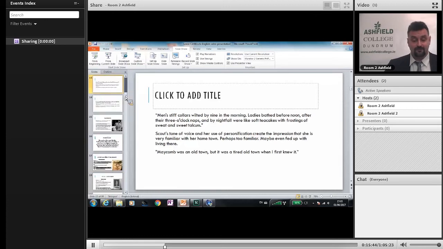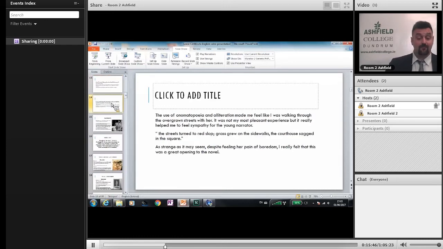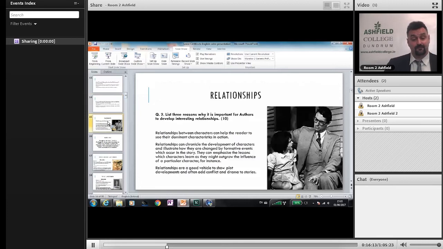"Maycomb was an old town, but it was a tired old town when first I knew it." The use of onomatopoeia and alliteration made me feel like I was walking through the Maycomb streets with her. It was not my most pleasant experience, but it really helped me to feel sympathy for the young narrator. "The streets turned to red slop, grass grew on the sidewalks, the courthouse sagged in the square." As strange as it may seem, despite feeling her pain of boredom, I really felt that this was a great opening to the novel. And that's about as good a response as you can give.